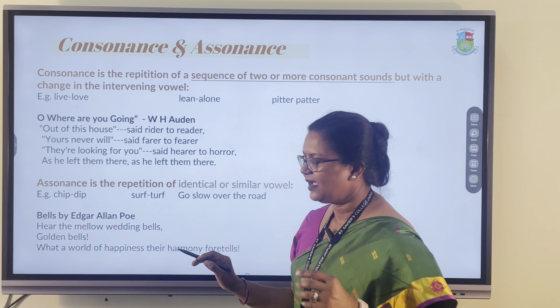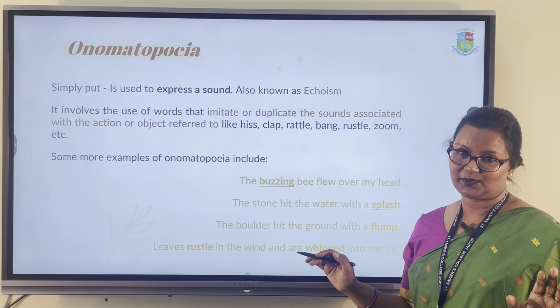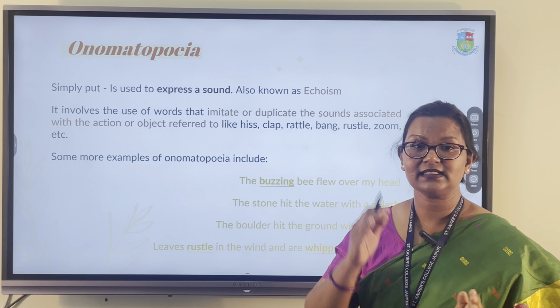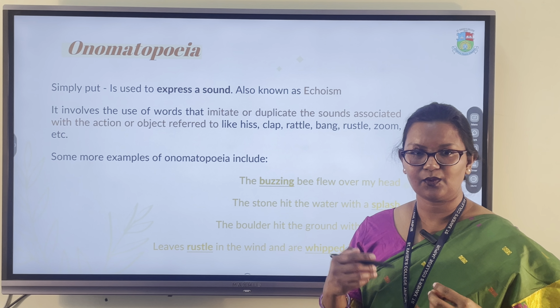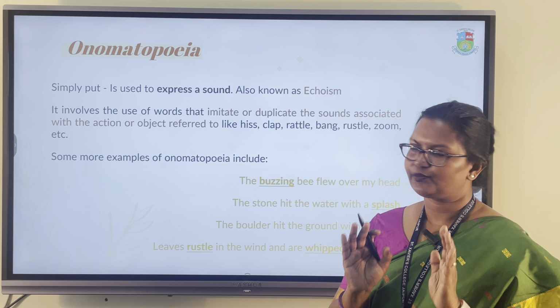Let's come to the next thing that we want to talk about today, and that's onomatopoeia. And again, we all know these words as children. That's why I've put them together. Onomatopoeia is nothing but a word that closely represents the sound. That means it's a word that expresses the sound in its close proximity.